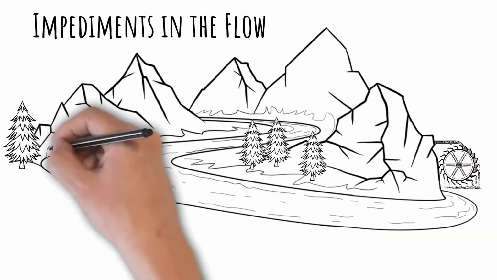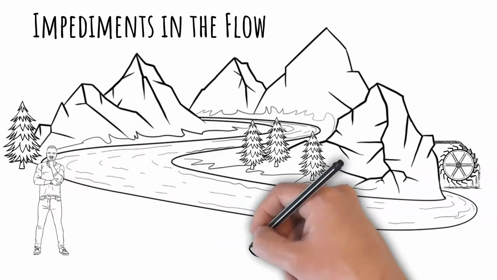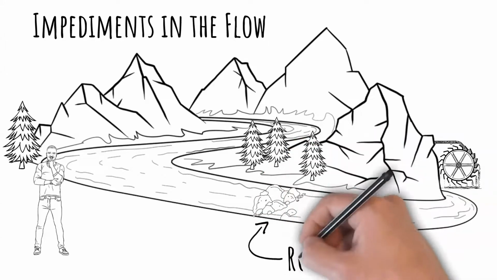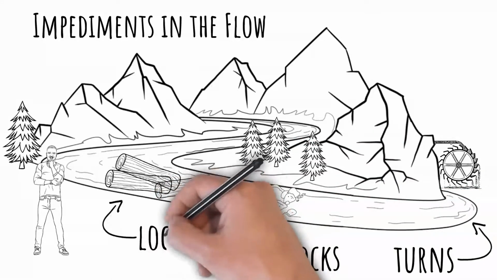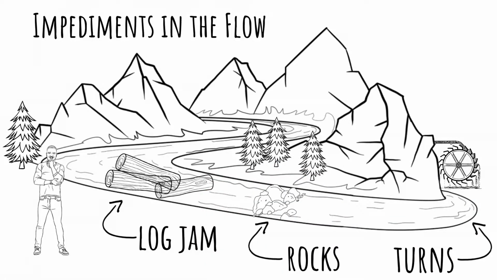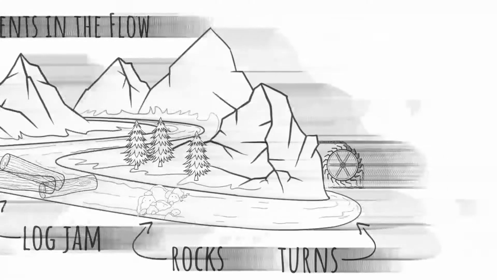But it's rarely that simple. There's always other impediments and issues with our flow. There are rocks in the middle of the river. There are tight turns in the river. Sometimes we put too many logs in the river and they form clusters that block the whole river. A log jam. Each of these cause our system to run slower than it should.